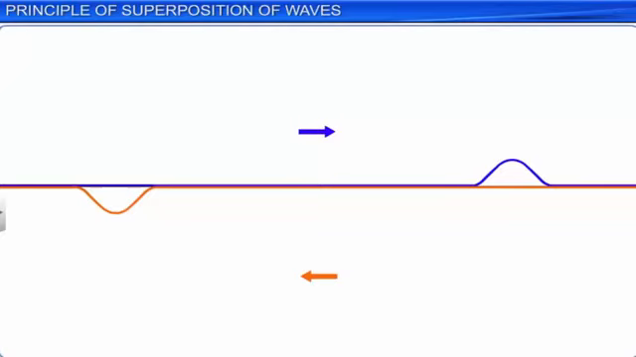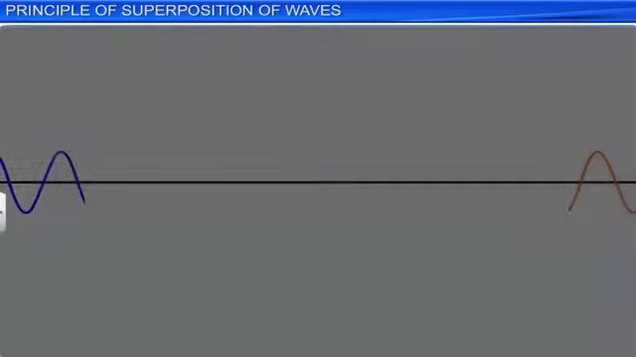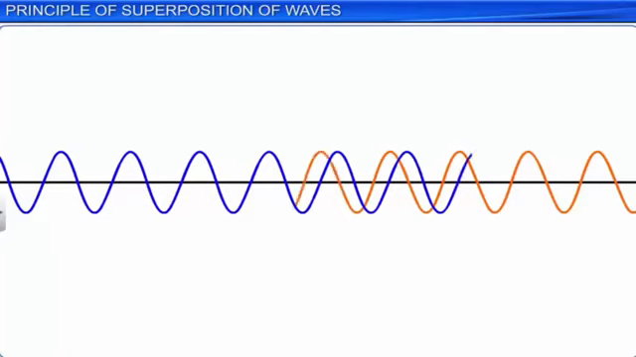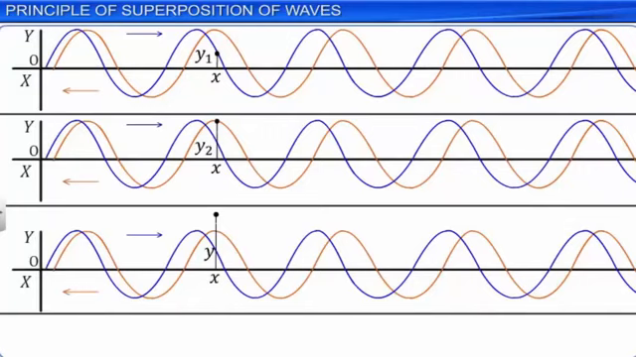y1(x,t) represents the displacement of any element of the string at time t due to the first wave. y2(x,t) represents the displacement of any element of the string at time t due to the second wave. Let us now consider two waves traveling simultaneously along the same stretched string in opposite directions. When the two waves overlap, we have y(x,t) representing the displacement of the string in the overlap region at time t. Mathematically, we can write this as y(x,t) = y1(x,t) + y2(x,t). This expression implies that overlapping waves algebraically add up to produce the resultant wave.